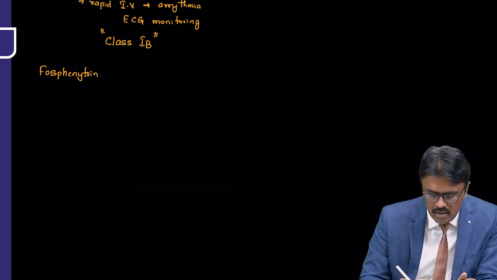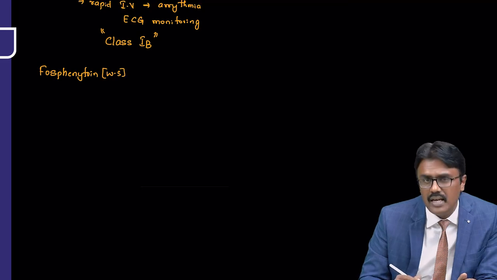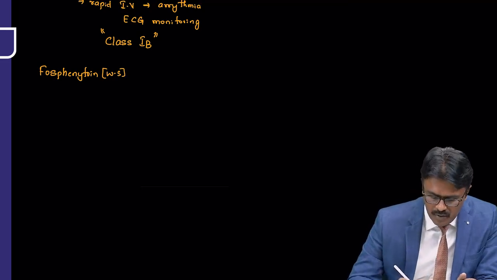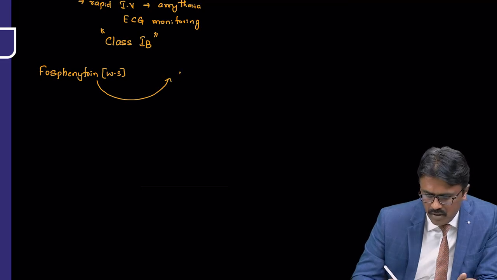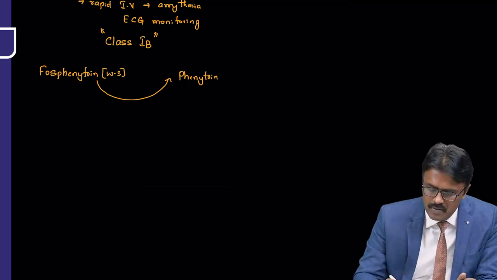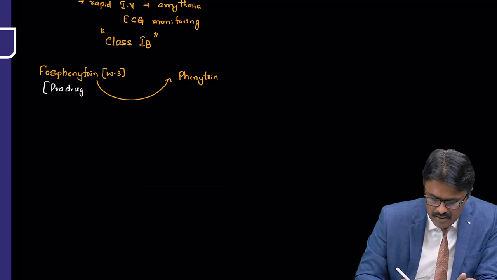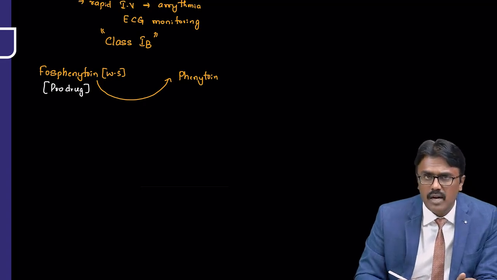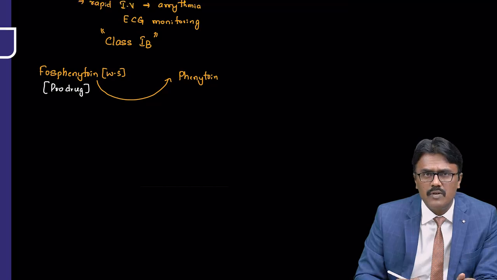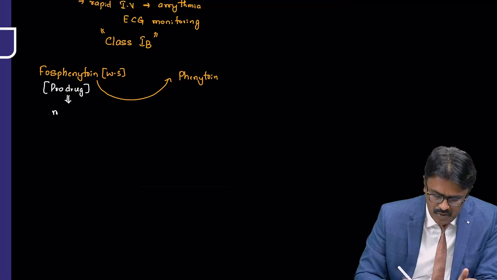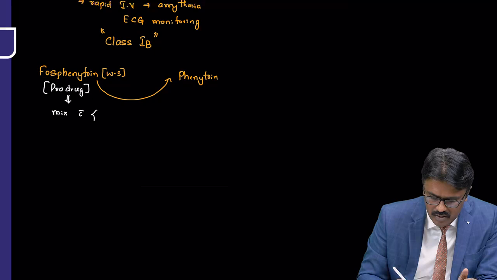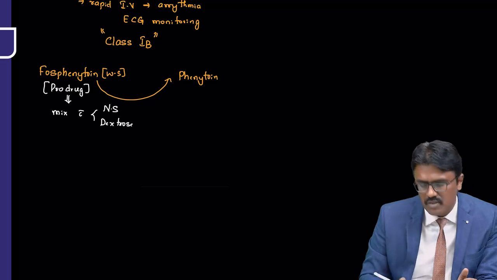Now to prevent this venous irritation, there is a drug called fosphenytoin. Fosphenytoin is more water soluble and causes less irritation to the vein. Fosphenytoin after metabolism is converted into phenytoin. Is it an example of a prodrug? Absolutely yes. It is a prodrug. And nowadays in emergencies, when we have to give IV phenytoin, what we prefer is fosphenytoin because of less venous irritation. And one more advantage, you can mix with both normal saline as well as dextrose during administration. Very, very important.